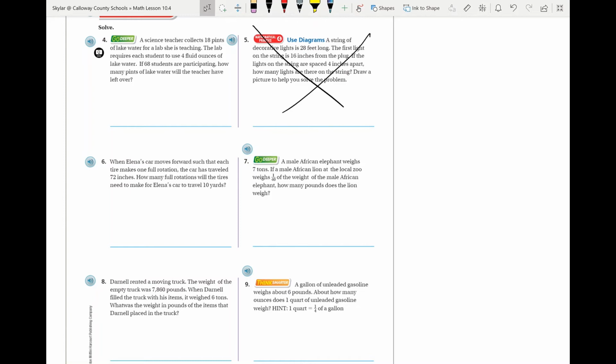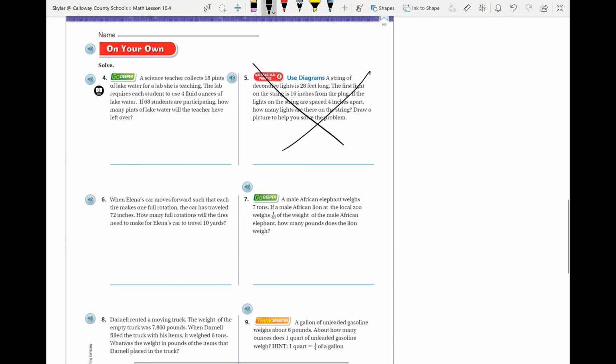So number 4, a science teacher collects 18 pints of lake water for a lab she is teaching. So let's just go ahead and write that down. 18 pints. The lab requires each student to use 4 fluid ounces of lake water. All right.